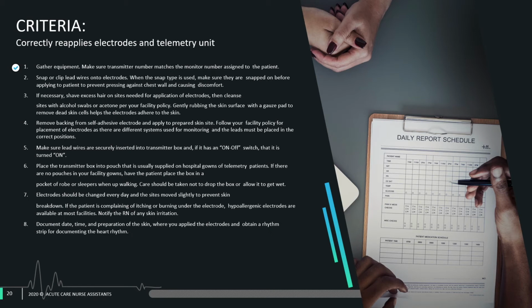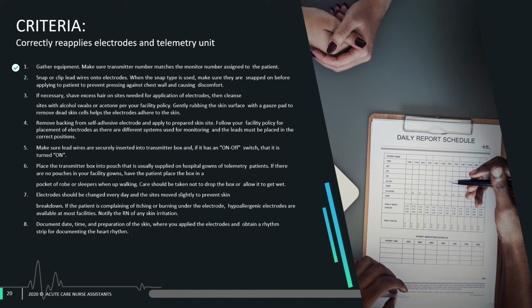Snap or clip lead wires onto electrodes. When snap type is used, make sure they are snapped on before applying to the patient to prevent pressing against the chest wall and causing discomfort. If necessary, shave excess hair on sites needed for application of electrodes, then cleanse sites with alcohol swabs or acetone per your facility policy.